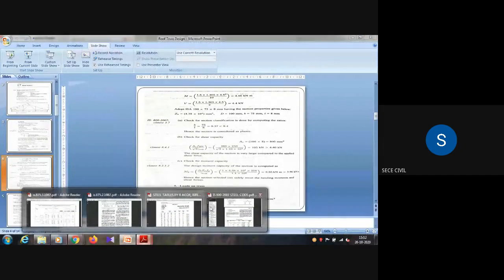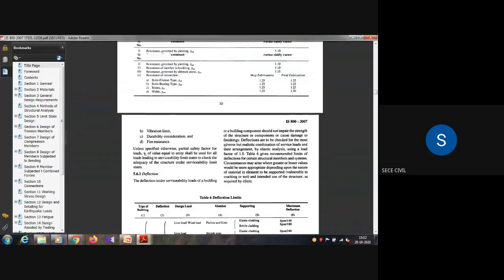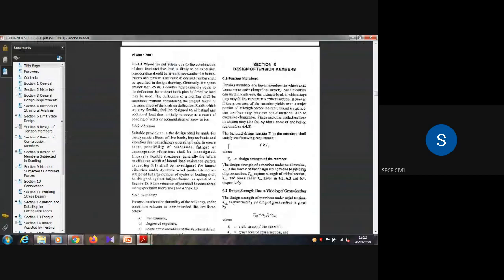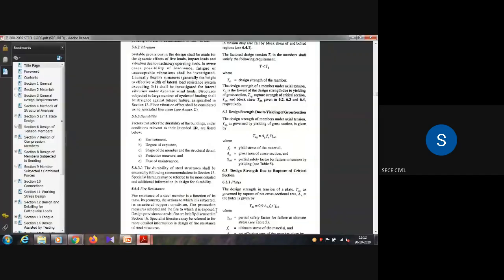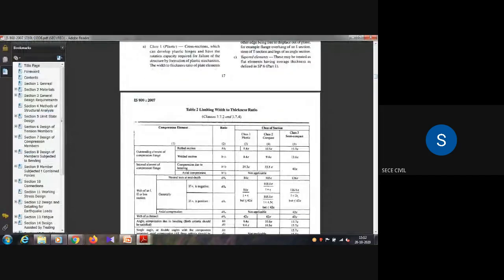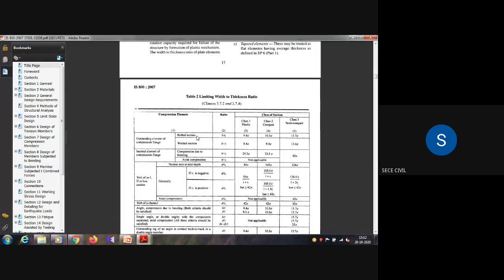IS 800 2007, B by T, clause 3.7. Here you can see, we are using a rolled steel section only. Can you see the slide now? The PDF slide. In the question itself they gave a rolled section only. So the ratio B by T is the formula we are going to substitute in. B is 75 and thickness T is 8 mm.